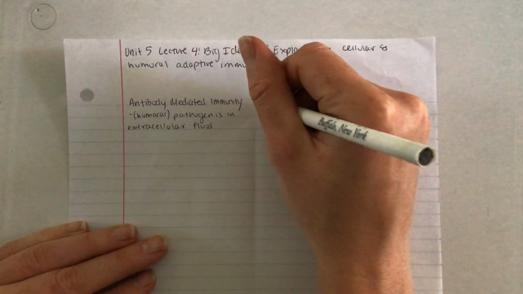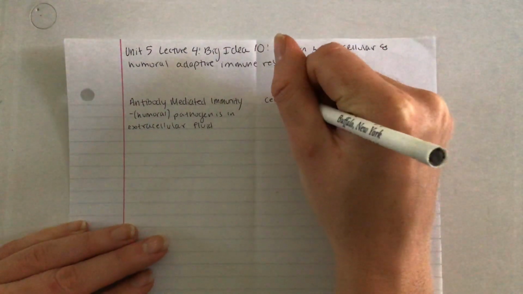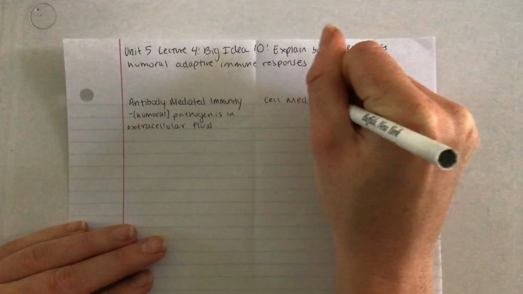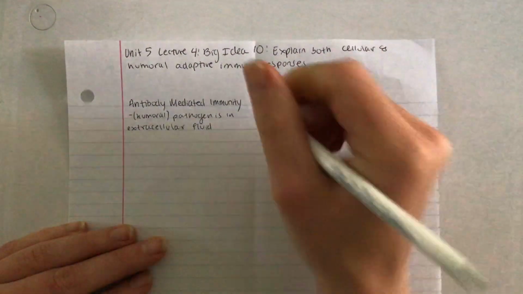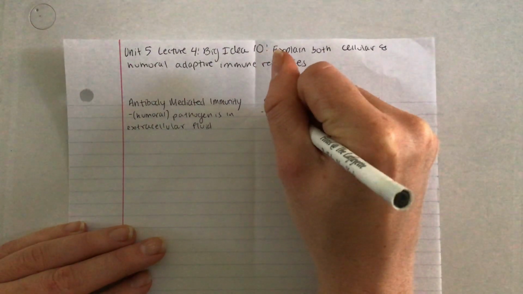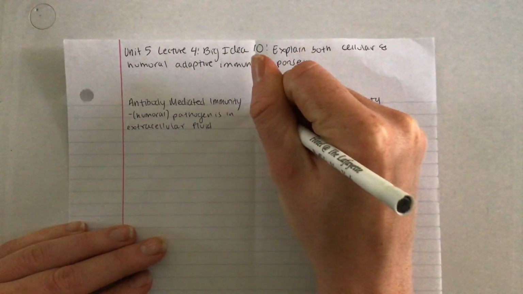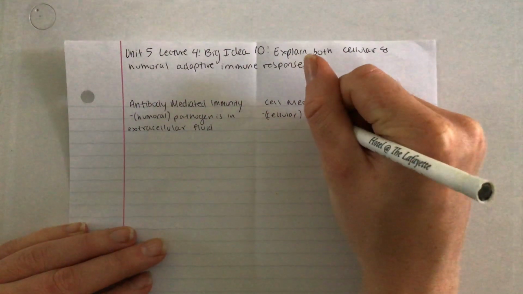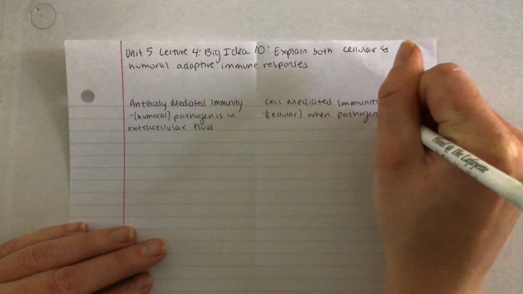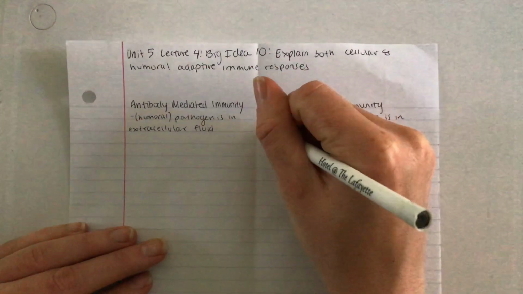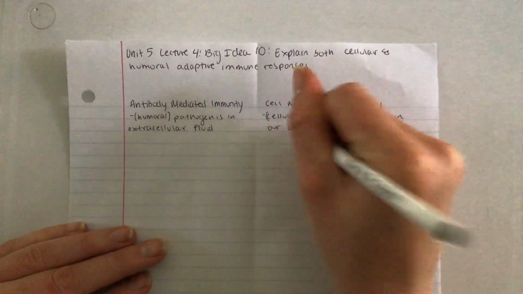And then on the right side, we'll label cell-mediated immunity and define that one as cellular. And it's when the pathogen is in our cells.